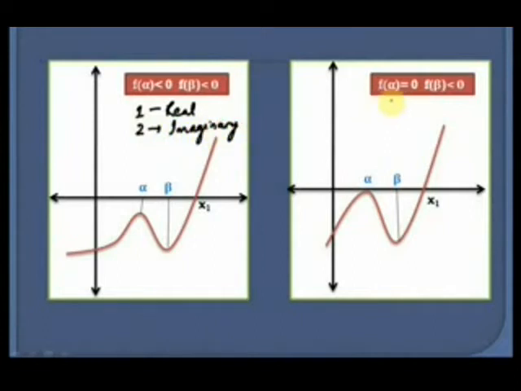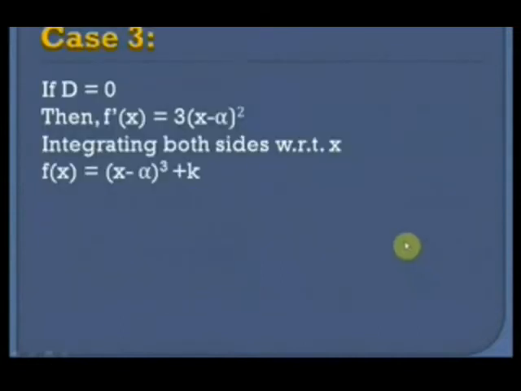And the last case is f of alpha is equal to 0 and f of beta is less than 0. So here we see that we have got three real roots, which are x1, alpha and alpha. Thus in this case we see that there are three real roots with two roots repeated.